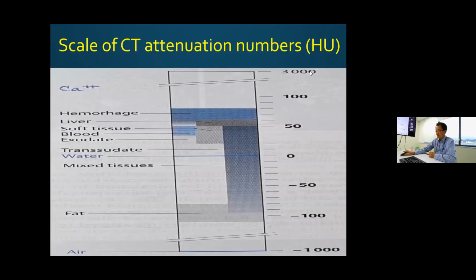Mr. Hounsfield got a Nobel Prize because of this CT development, which is not basic science but clinical applied science, but because of its enormous influence on medical practice, he got a Nobel Prize. As you see on this slide, zero unit is water, and air is minus 1,000. Certain calcium, a very dense material, has 3,000 units. In between, fat is around minus 100, and the soft tissues around 50. That's what you have to know.